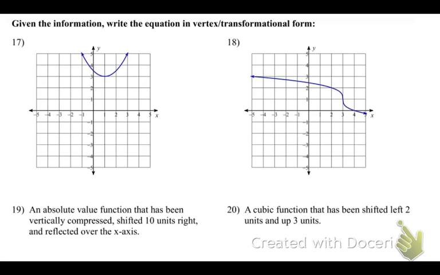For number 17, our locator point is right here. All right, that helps us with our h and our k. So if we check out our horizontal shift, it was shifted 1 unit to the right, that means h is 1. And it was shifted 3 units up, that means k is 3. For our a value, if you look closely at our locator point and then you look at the next one over, from the locator point it went over 1 unit, and then notice that it only went up 1/2 of a unit. That means our a value is 1/2.